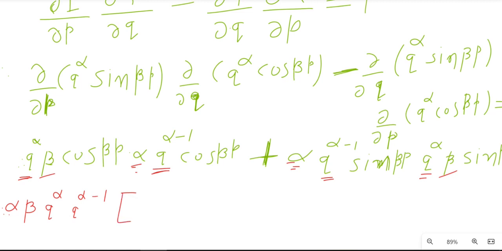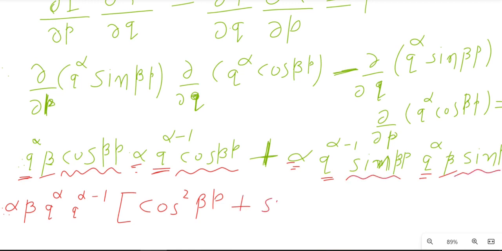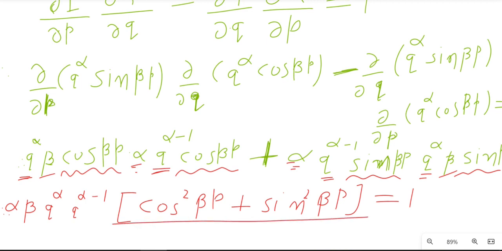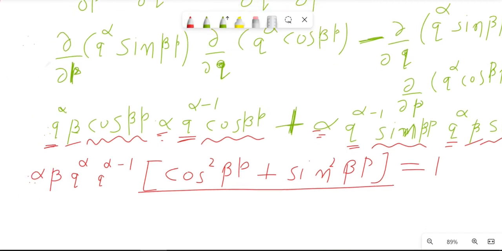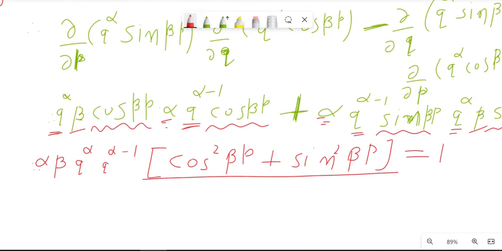So what is left here? Cos beta p, cos beta p, so it will be cos square beta p plus, and here sin beta p, sin beta p, so it will be sin square, and you know cos square beta p plus sin square beta p is equal to 1. So you are left only with alpha beta q raised to 2 alpha minus 1 is equal to 1.